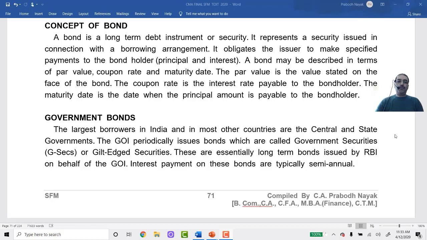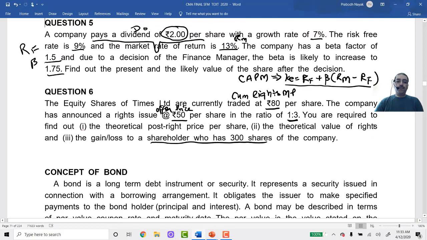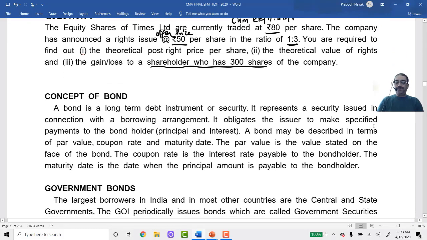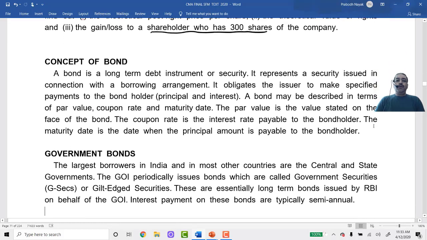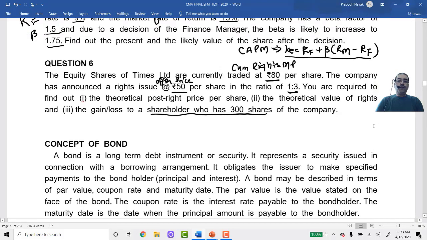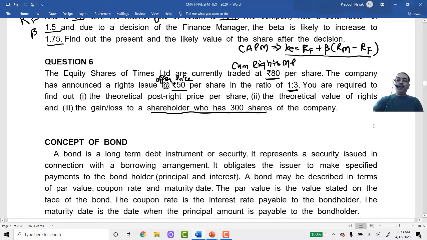Concept of bond. You're having there the concept of bond. Okay, let us come to that. Now this part is going to be very important for us because we are going to have problems based on valuation of bonds, and the valuation of bonds is an important part of your calculations.